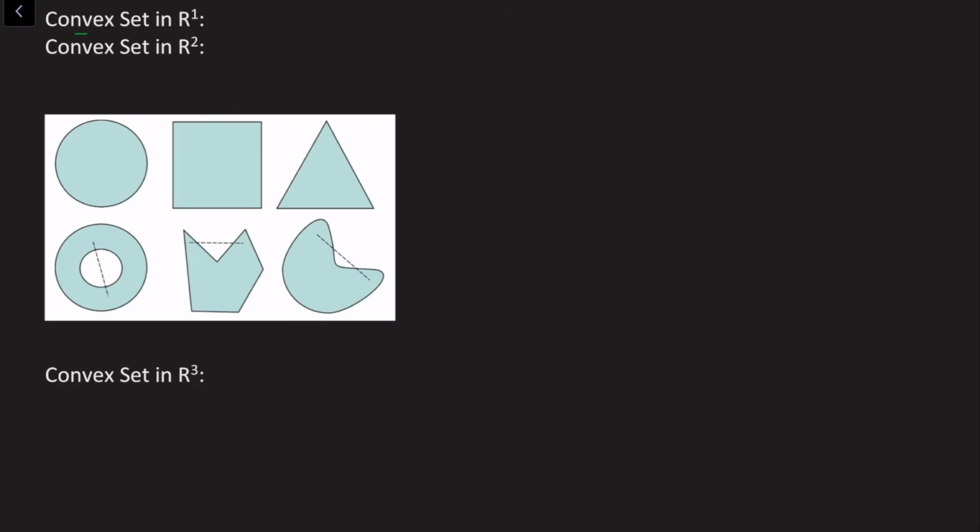Let us take some more examples. Convex set in R1. In R1 we only have a real line. So for example, I consider the whole real line. This whole is convex because if you consider any 2 points on the real line, their line joining is an interval which consists of all those points. So obviously this interval x1, x2 including the endpoints will definitely belong to R1. So the real line is a convex set.